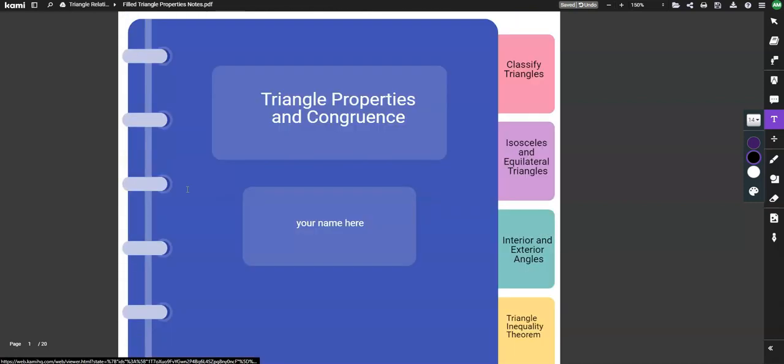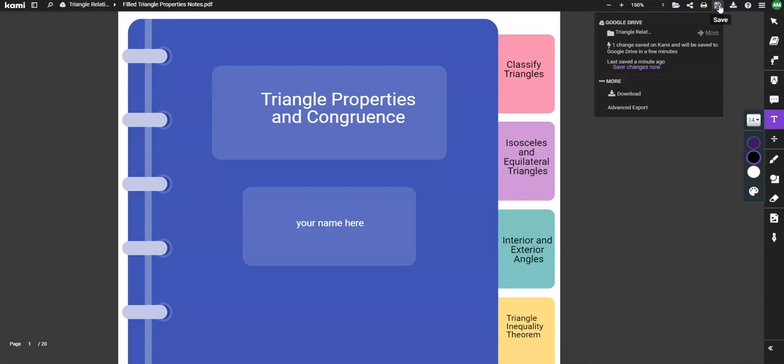So if I click the closed notebook, it takes me back to the front. I don't want you to click turn in on Kami, but what I do want you to do is go to your save button here and make sure you click save changes now. It's always a good idea to make sure that your most recent changes were updated so that I can still see them. In Google Classroom, turn this in and we'll attach it to the next assignment as well.